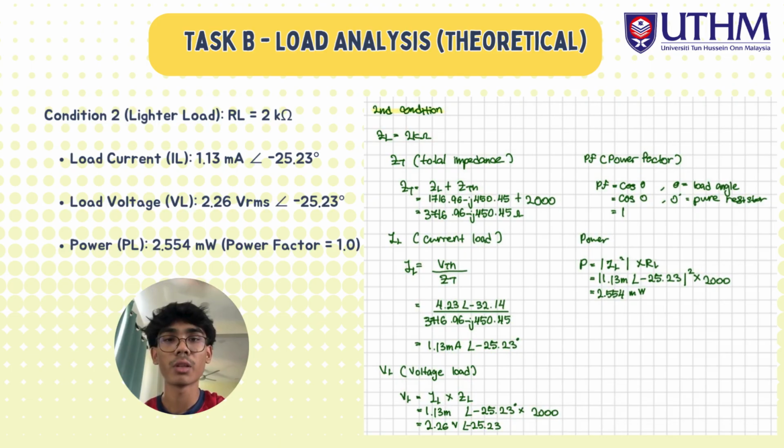The higher output voltage is achieved because less current flows through the circuit, causing a smaller voltage drop across the internal impedance. As a result, a larger portion of the source voltage appears across the load terminals.